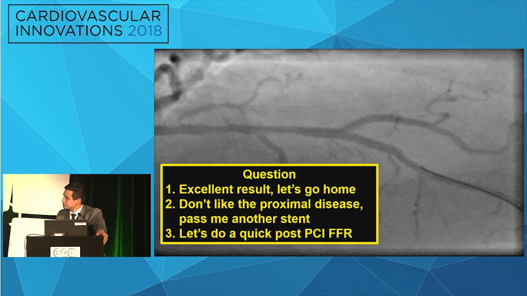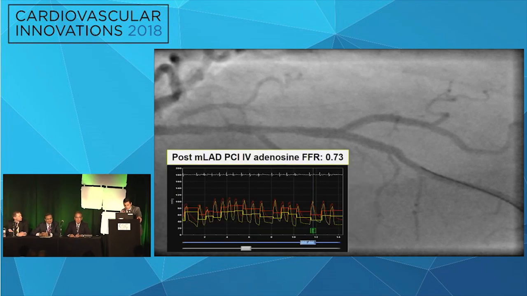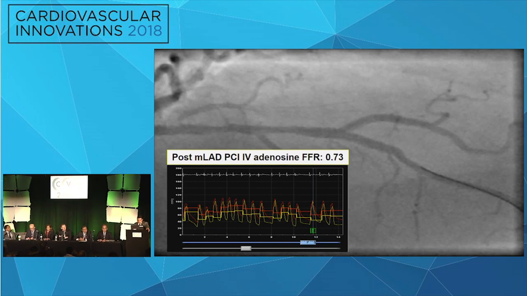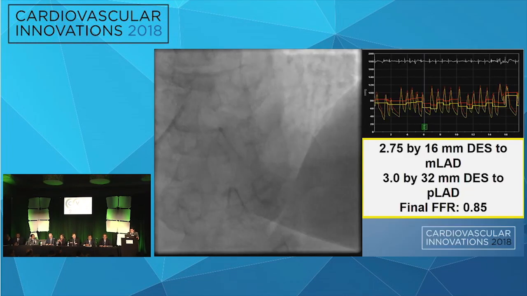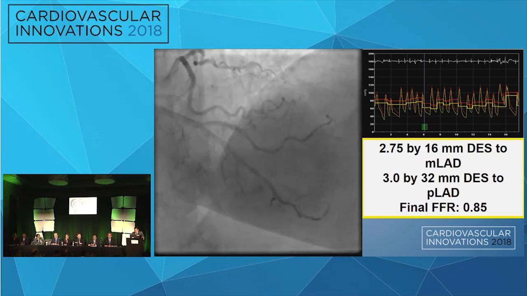Now that you've relieved the distal lesion, you have more blood flow going down the artery, and so there are cases where you don't have a positive FFR proximally. Yep, so that's exactly what we did. We did a post-PCI adenosine FFR, it's 0.73. So we went ahead and we placed a 3.0 by 32 drug-eluting stent. And after that, this is our final result, and that showed a final FFR of 0.85.